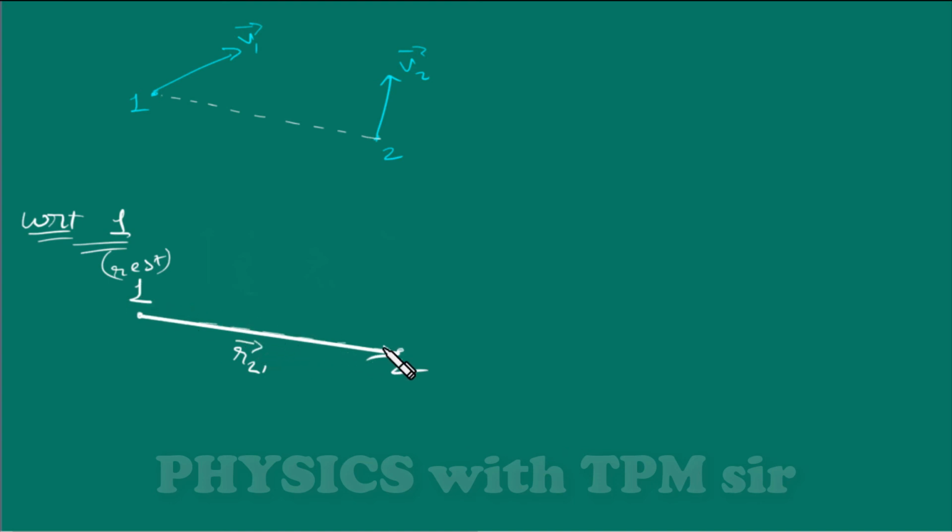That means the velocity of particle 2 with respect to 1, or as seen by 1, should be towards 1, right? Then only this particle will collide. So what is the game? The final game is that if a particle has to collide with you, then that particle's velocity as seen by you must be towards you. I think it's easy.